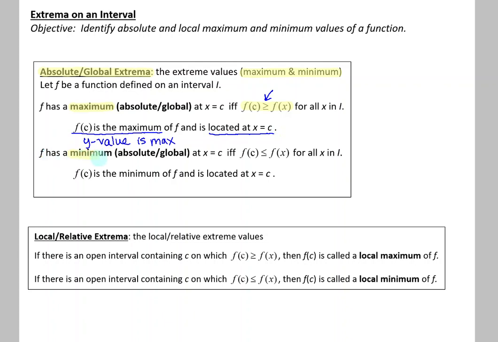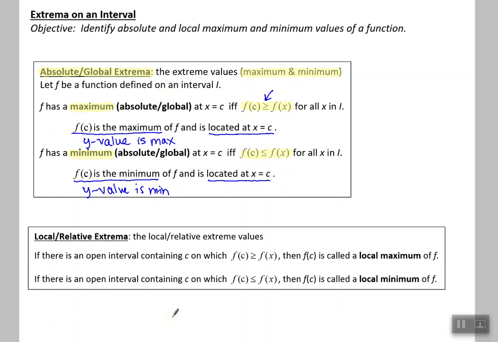Similarly, f has a minimum, which can be described as absolute or global minimum, at x equals c, if and only if f of c, the y value at c, is less than or equal to all other y values, f of x, for all x in the interval I. So again, f of c is the minimum. That means the y value is the minimum of f and is located at the x value c.